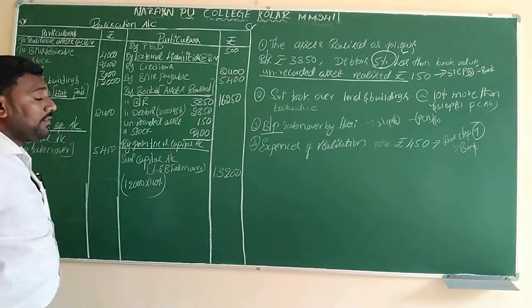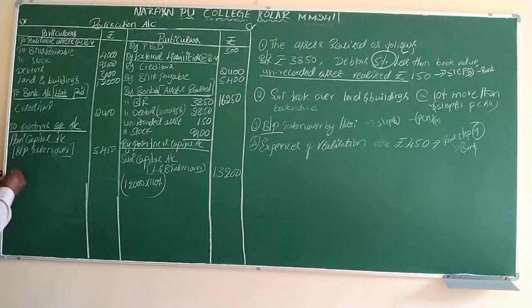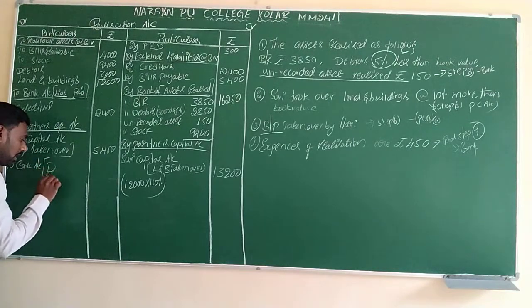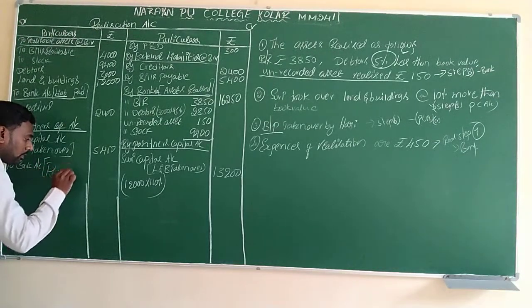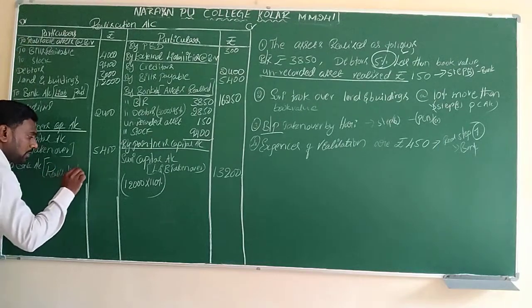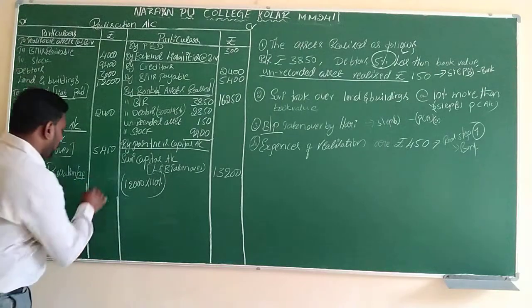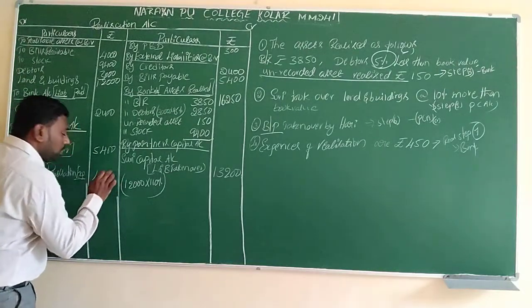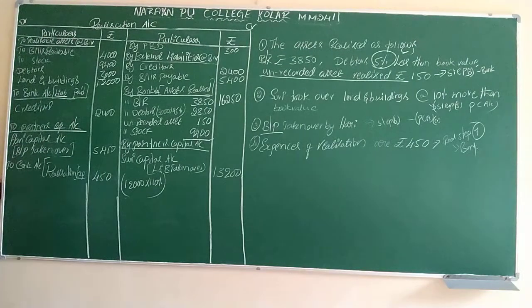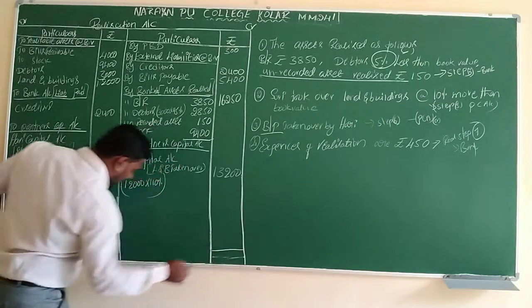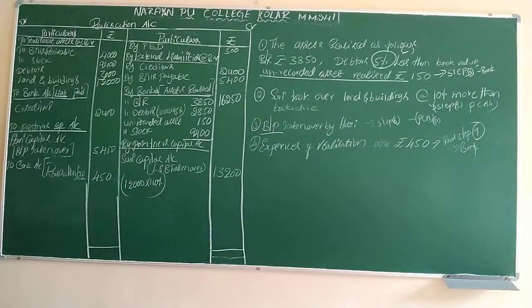Step number 7 is always related to realization expenses. We should write to bank account, in bracket realization expenses, that value is 450. So now we have to close the realization account. How to close? By making the total of both the sides we will get the realization profit or loss.